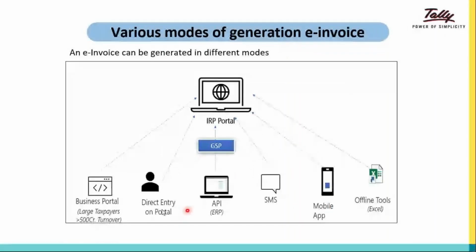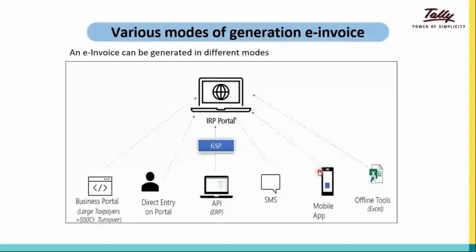The first one is offline tools. That means you can prepare an Excel sheet, and from that you can upload the e-invoicing, that is your B2B and B2G, to the IRP portal. So you can do that through offline tools such as Excel. You can also do it through mobile apps, if there are specific mobile apps through which you can upload your B2B and B2G to IRP.